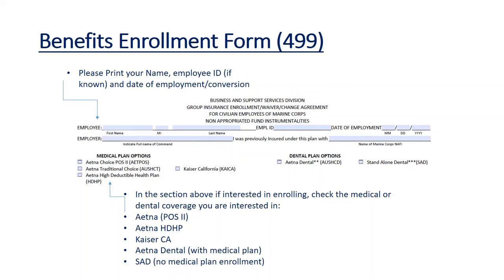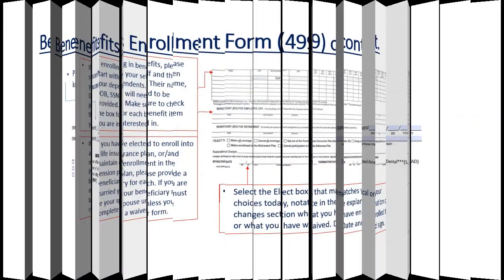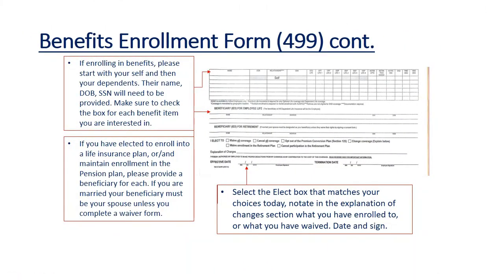Aetna POS2, Aetna High Deductible, Kaiser California, Aetna Dental AUSCHD, which is paired with a medical plan, or standalone dental, notated as SAD, which is no medical plan enrollment. If enrolling in benefits, please start with yourself and then your dependents. Their name, date of birth, and social security number will need to be provided. Make sure to check the box for each benefit item you are interested in.